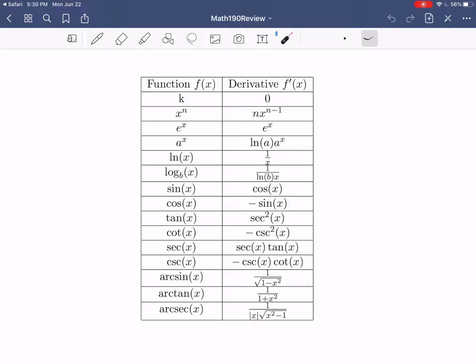Also, I want to call your attention to arcsecant. Formally, this should be an absolute value of x here. Oftentimes, if you glance at just a resource, you'll just see x here. It's not the biggest deal if you forget the absolute value. Technically, it is an absolute value. That is absolutely correct. A lot of times, though, when you're working with arcsecant, you're only working in positive x, so the absolute value is not so important there. But if we're being really formal, the derivative of arcsecant does have that absolute value of x there.